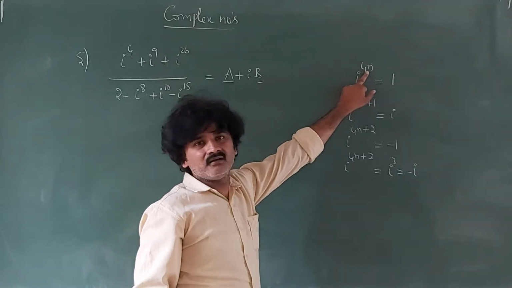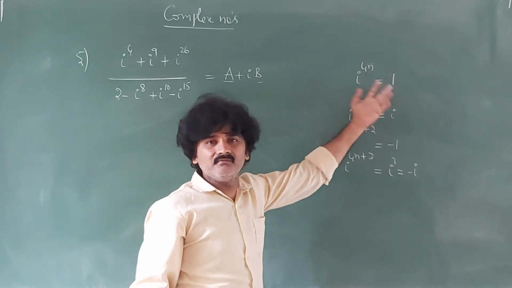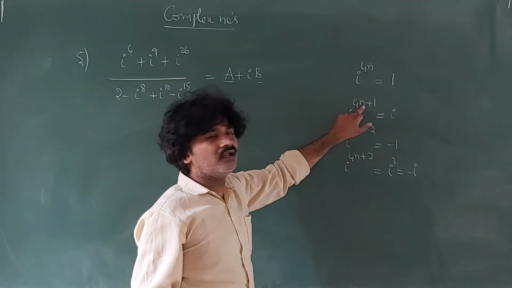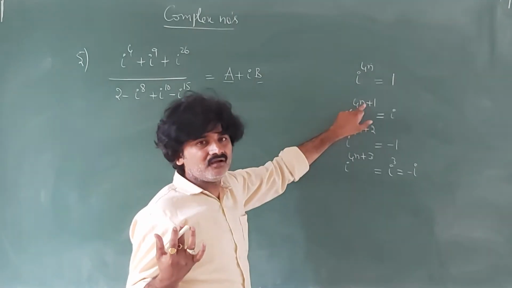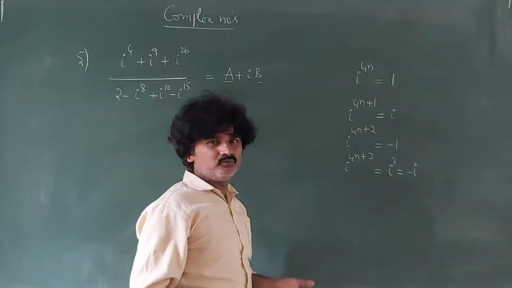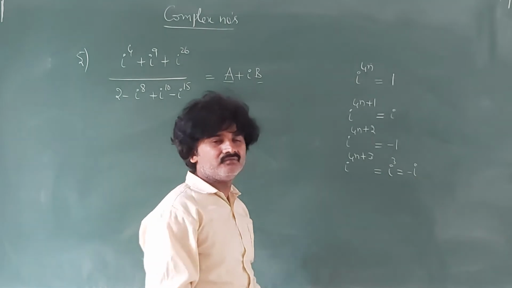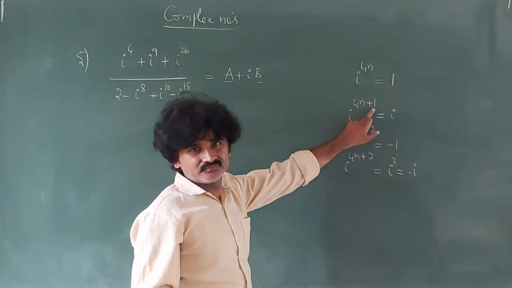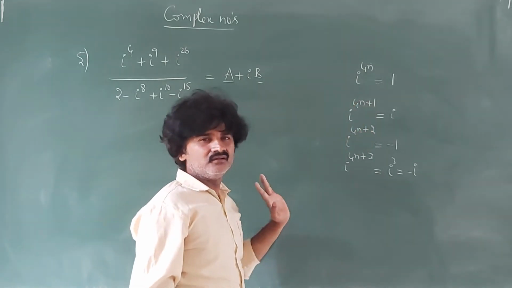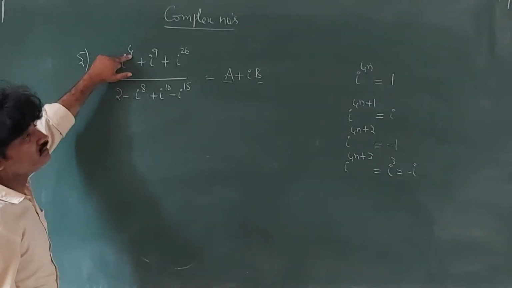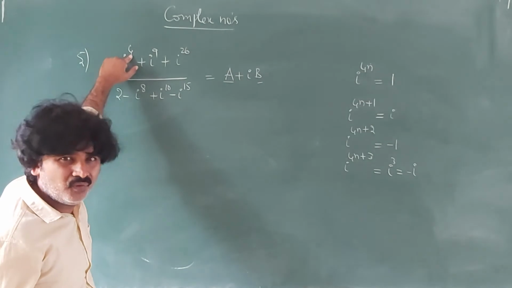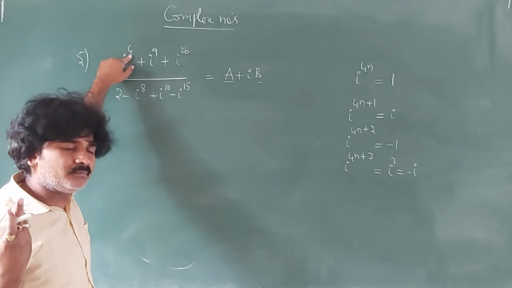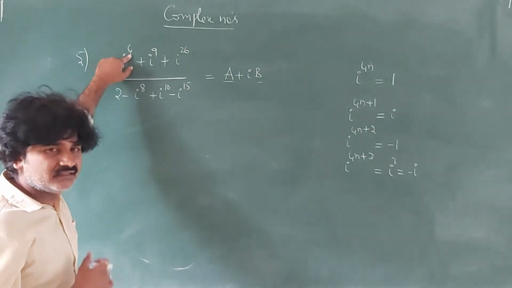Any i power 4 multiple is always 1. The next is i power a multiple of 4 plus 1. And how to identify? Simply divide the power with 4. Only the remainder you need to consider. Or else the easy way is that always divide the power with 4, and only consider the remainder. Forget the remaining part. That is the easy way.